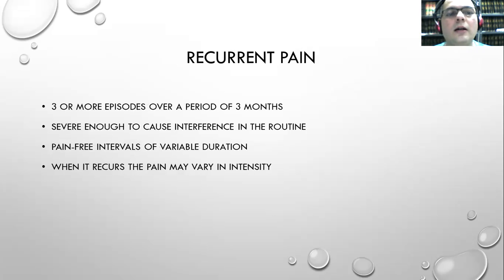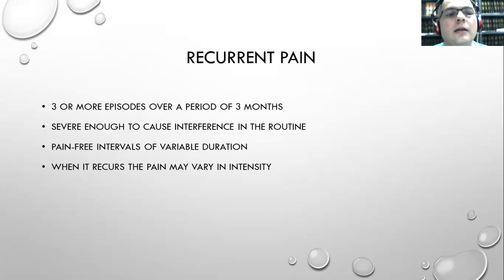Then we have recurrent pain. This is what we call recurrent colicky pain. A pain may be called a recurrent colicky pain if three or more episodes of the same character of pain occur over a period of 3 months. So we have to keep a watch on the child, and if the child gets the same type of pain regularly, about three or more episodes in a short span of 3 months, then we are going to call it recurrent colicky pain.